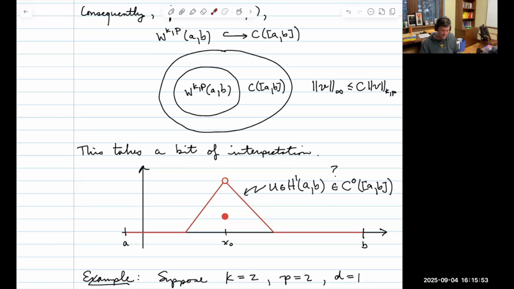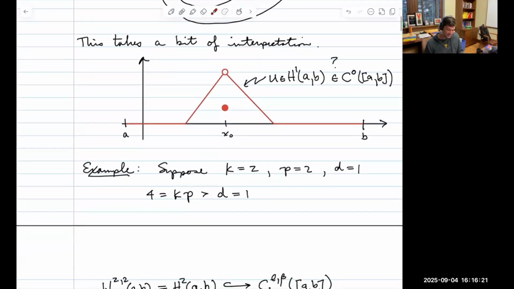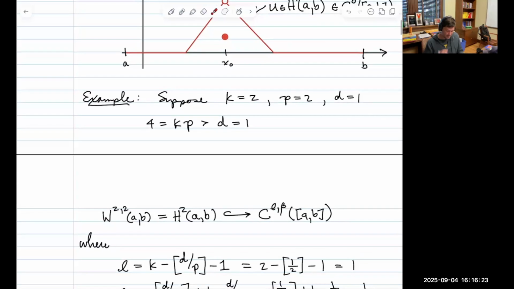And so this is how we interpret this result, that these are inside the space of continuous functions. They're a subset of them. And that works because we can redefine functions from this equivalence class on a set of measure 0, and we can find in that equivalence class a representative which is continuous. Okay, so that's an important point for you all to keep in mind. Let's do a couple more examples to see what's going on here.